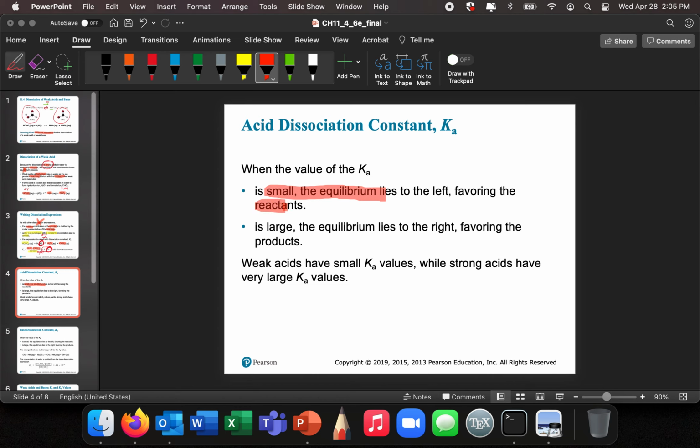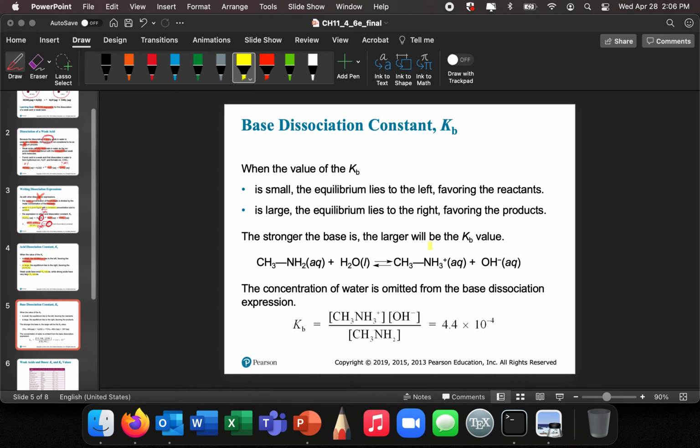That is, it favors the reactants, which is what I said in a previous slide. When it's large, that means the equilibrium lies to the right, and it favors the products, okay? Weak acids have small Ka values, while strong acids have very large Ka values. We actually consider them to be infinity. All right? We do the same thing for bases.